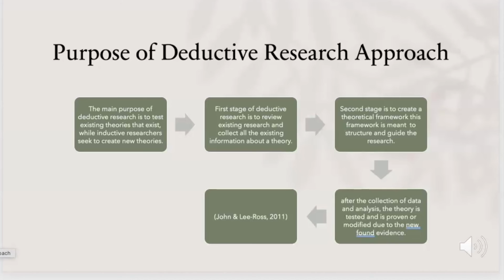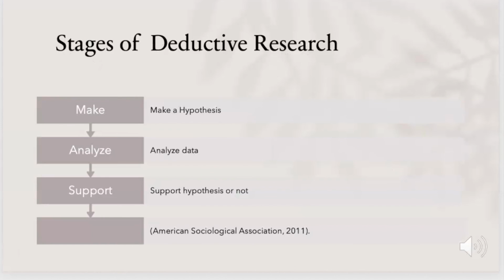theories. The first stage of deductive research is to review existing research and collect all the existing information about a theory. The second stage is to create a theoretical framework. This framework is meant to structure and guide the research. After the collection of data and analysis, the theory is tested, and is proven or modified according to the newfound evidence. Stages of deductive research: make a hypothesis, analyze data, support hypothesis or not.